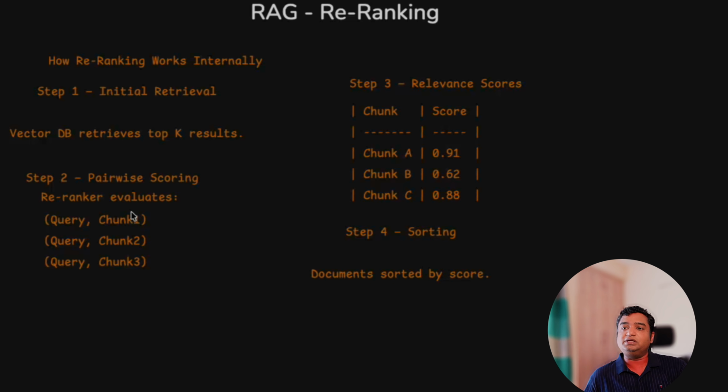It calculates the relevance score, which is done by the re-ranking model. So for chunks A, B, C, like we have 3 chunks, the score is given. Now the chunk which has the highest score will be more relevant, and once the scores are there, sorting is done. So documents are sorted by the score. Once the sorting is done, the more relevant document will be at the top. So this way the re-ranking works.